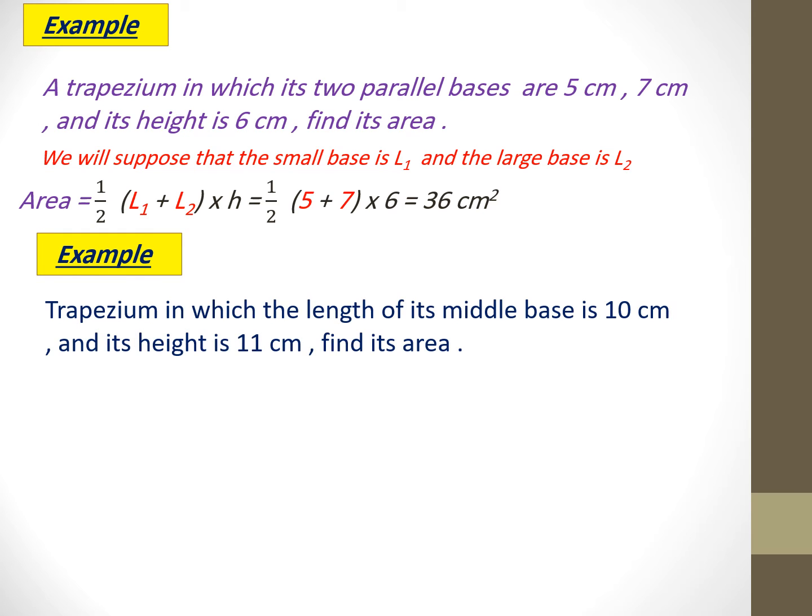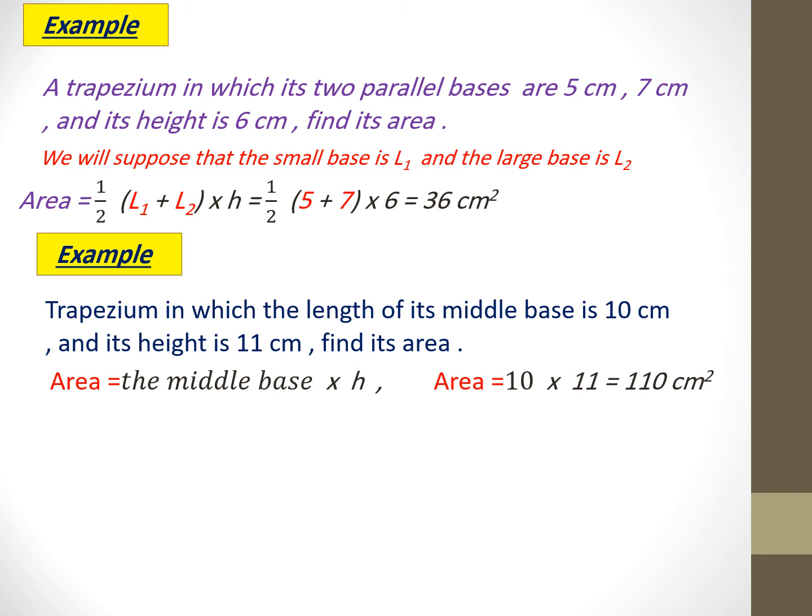Another example: trapezium in which the length of its middle base is 10 centimeters and its height 11 centimeters. Now the givens are the middle base and the height. So the area will be the middle base times height equals 10 times 11 equals 110 centimeters square.